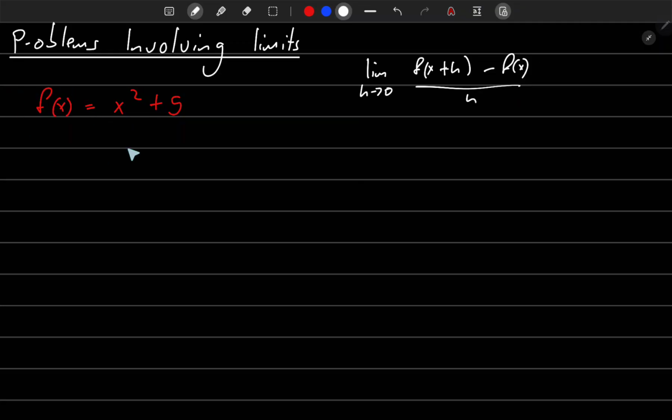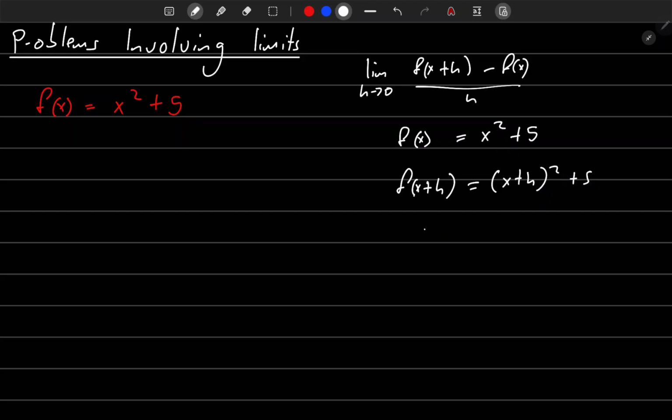So let's look at this particular problem that we have here. We have f of x equals x squared plus 5. Now, how do we go about solving this? We can first write what our f of x is: f of x is x squared plus 5, and then we need our f of x plus h. What this basically means is that where we see x, we substitute x plus h. So this is going to be x plus h squared plus 5.